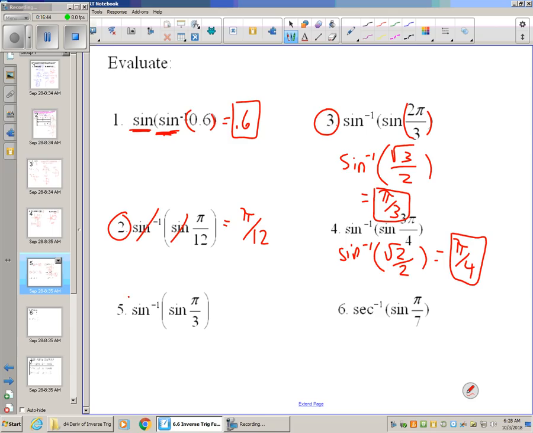Okay, now for number 5, we've got the sine inverse of sine. Well, that just again undoes it because pi over 3 is within the first quadrant. It is within the domain of sine inverse, so we've got pi over 3.